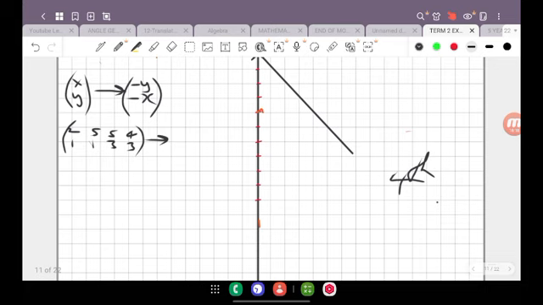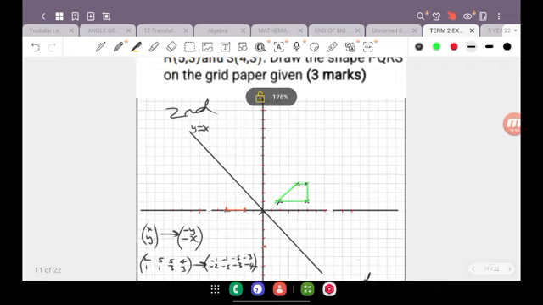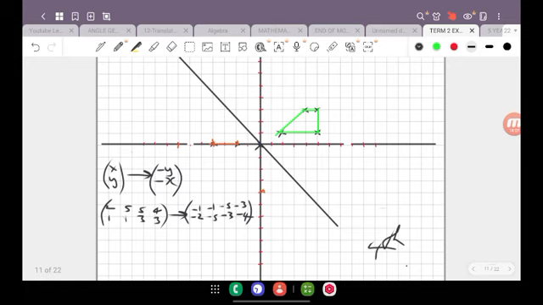As you can see, there's going to be a flip of the coordinate values and a change in the sign. So 2, 1 is going to become negative 1, negative 2. 5, 1 is going to become negative 1, negative 5. 5, 3 is going to become negative 5, negative 3. And 4, 3 is going to become negative 3, negative 4. Once you plot these points, you will find that the shape will land on the other side of the line. So let's have a look at it.